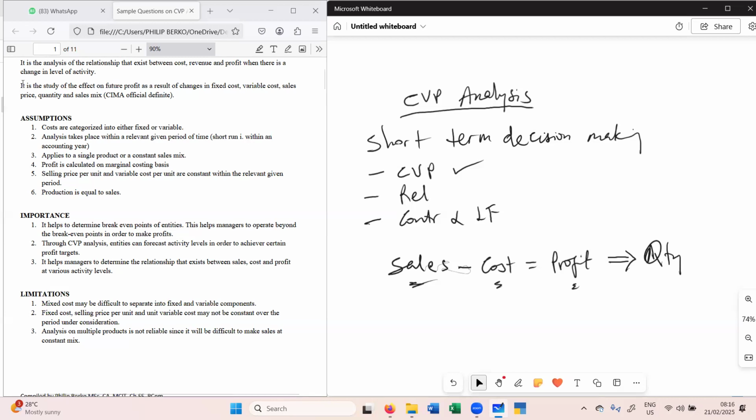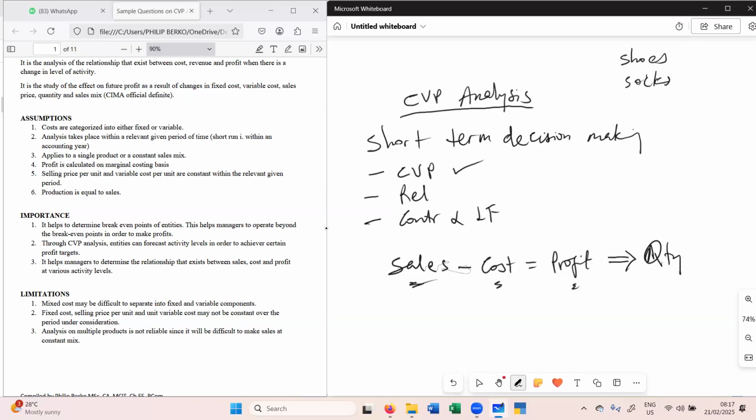It should be a definite period of time, maybe within one quarter, half a year, or a year at most. You can't go beyond that, which is why we say it should be within the short run. Three, CVP analysis applies to a single product, or when applied to multiple products, those products should have a constant sales mix. For instance, if you produce only shoes, it is easy to do CVP analysis. But if you produce and sell shoes and also socks, then these two should have a constant sales mix.